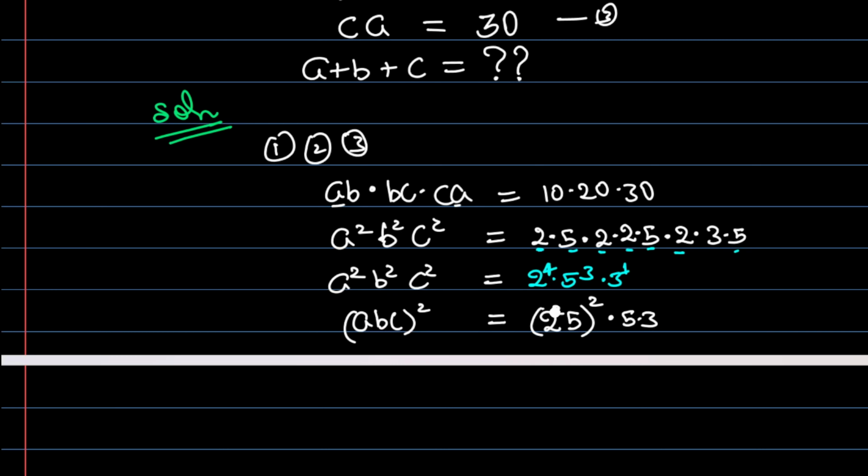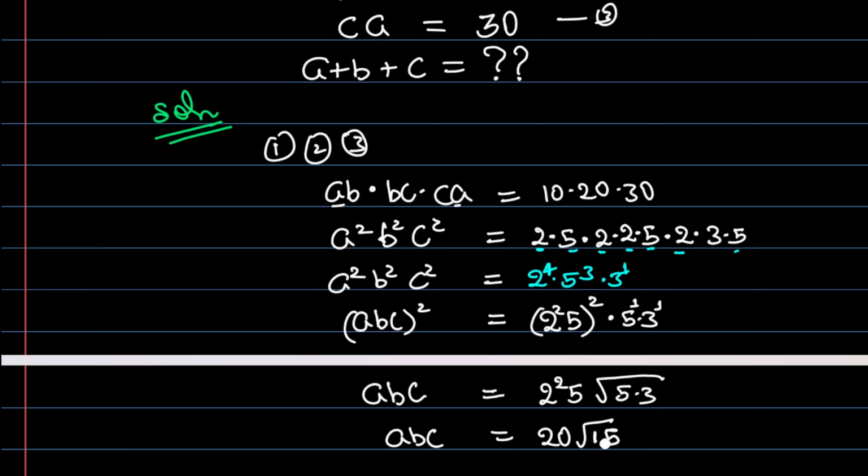2 raised to the power 4 is same as 2 raised to the power 2 and whole square, and 5 raised to the power 3 is 5 raised to the power 2 times 5 raised to the power 1. So now taking a square root both sides, we get ABC is equal to 2 raised to the power 2, 5 outside and 5 times 3 under root. So it gives ABC is equal to 20 root 15. So this is going to be our equation number 4.